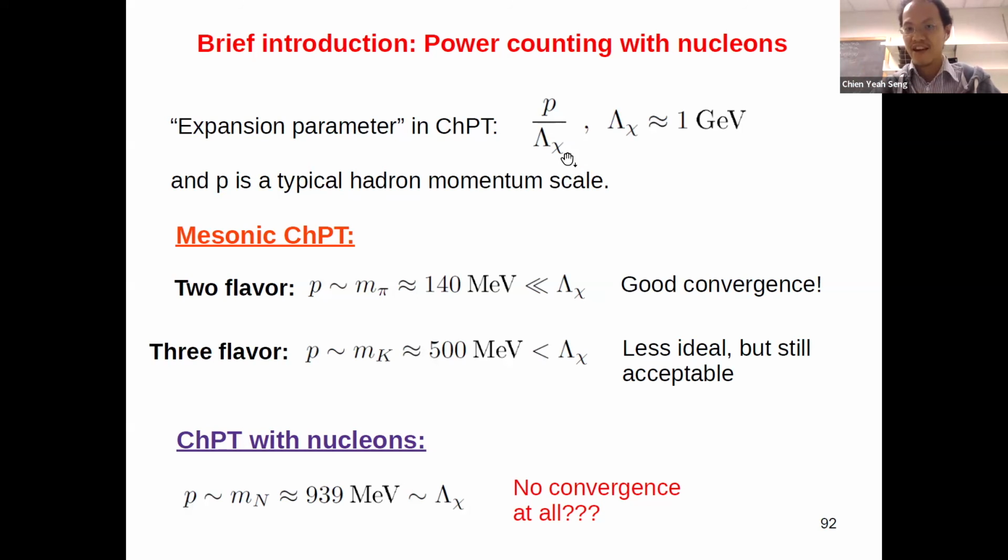by the chiral breaking scale, and the chiral breaking scale is about 1 GeV. So what is the typical soft momentum? Now, if we consider only the chiral perturbation theory of the Nambu-Goldstone boson, then in two flavors, the typical soft momentum scale is the mass of the pion, which is very small, so the convergence is pretty good. And in three flavors, the soft momentum could be as heavy as the kaon mass, around 500 MeV, still less than the chiral breaking scale, but the convergence is much slower.